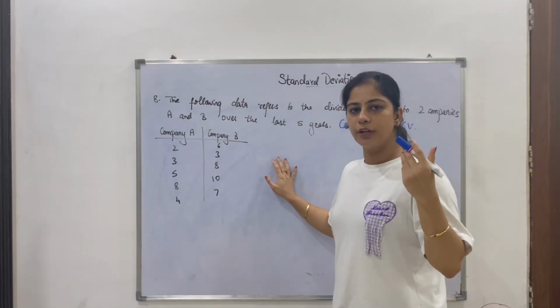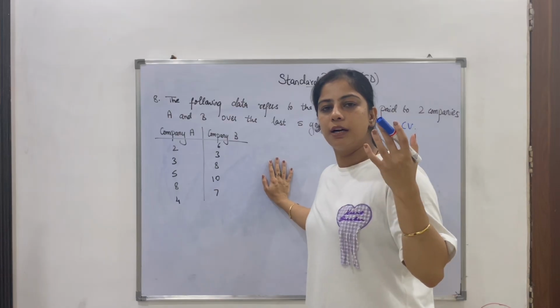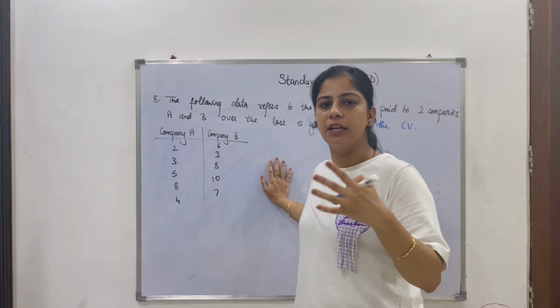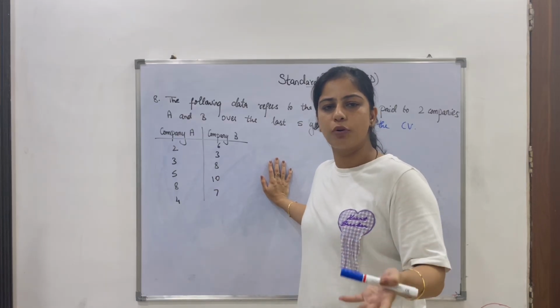Now, as I already told you, I'll explain the formula. If they're asking you the questions on CV, they will give you two sets of data: A, B, company A, company B, product A, product B, and so on.